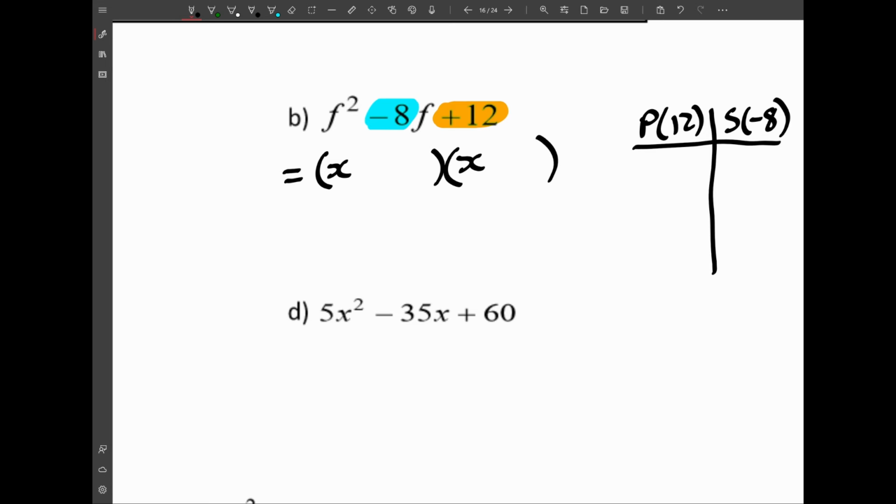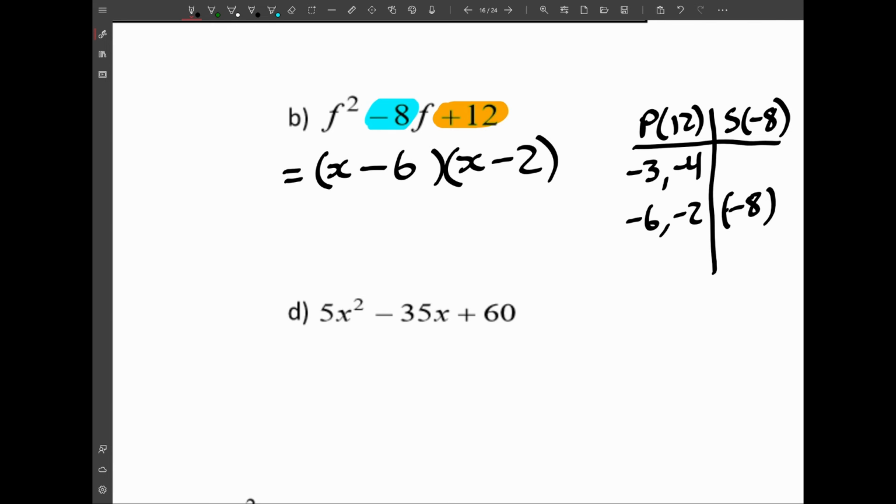So let's look at things that give a product of 12. Well, negative 3 and negative 4 would give 12, but that doesn't add up to negative 8. How about negative 6 and negative 2? Hey, that adds up to negative 8. Beautiful. So those are going to be our options. And as always, you should check your work.